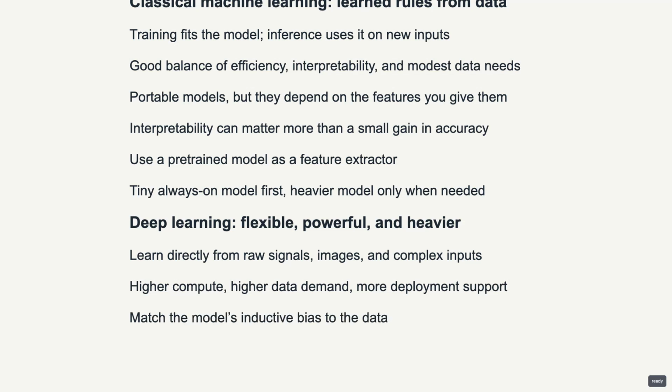Different model families fit different input structures. Feature-based models work well on fixed summaries, while convolutional models are better when local relationships in space or time matter. So the best choice is the one that matches the data you actually have.